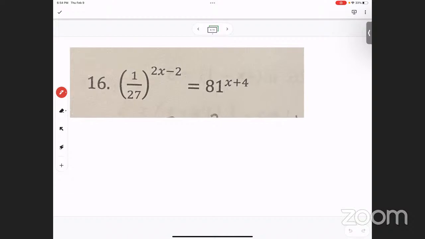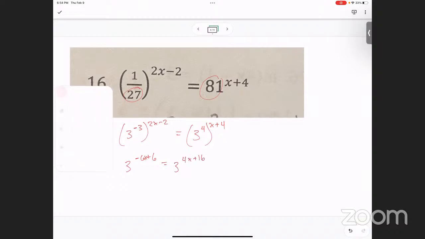All right. So this one is one where you don't even need a calculator, because you can see that these are both powers of 3. This is 3 to the negative 3, right? And this is 3 to the 4th. Got it? So what do I do with these exponents now? Distribute. Yep. So this is 3 to the negative 6x plus 6 equals 3 to the 4x plus 16.